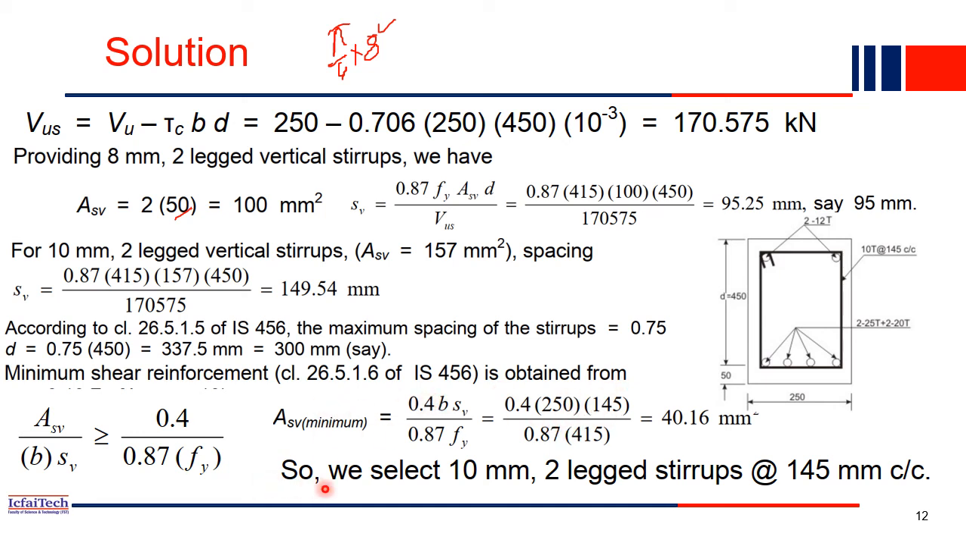So finally we select a 10 mm bar, two-legged stirrups, and the center to center spacing is 145. Whatever we got, we always have to provide the lesser. So this is the maximum spacing we can provide. It is 149, and 149 mm is very difficult to provide at the site, so in a round figure we can provide 145 mm center to center spacing. So ultimately this is the final design.